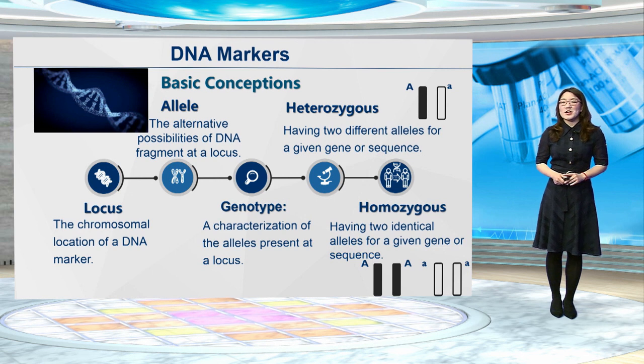Here we use a capital or lowercase form to mark 2 different alleles at a locus, for example, capital A and lowercase a. Then there are 3 possible genotypes: double capital A, capital A plus lowercase a, and double lowercase a. The double capital A and double lowercase a genotypes are homozygous, while the capital A and lowercase a genotype we call heterozygous.